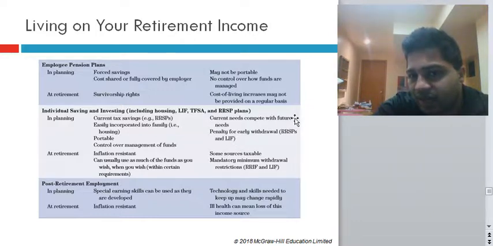Current needs compete with future needs. Penalty for early withdrawal. Some sources are taxable. Mandatory minimum withdrawals and restrictions.